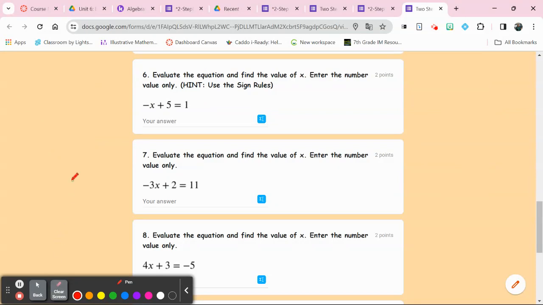We have negative 3 times x plus 2 equals 11. Again, we want to get the x by itself. The opposite of adding 2, or a positive 2, is a negative 2.